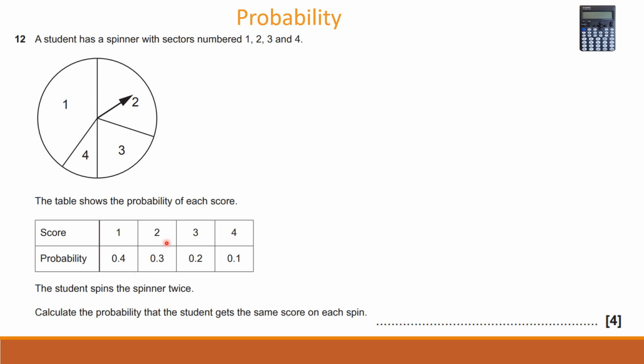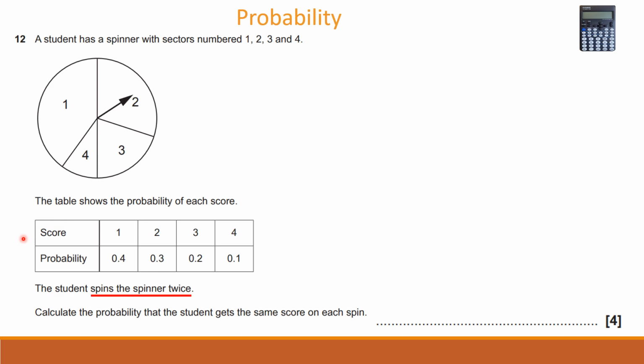The probability of getting a 2 is 0.3. You can see the section for the 2 is slightly smaller than the section for the 1, so the probability is less. The probability of getting a score of a 3 is 0.2, because this is the next largest size. And then the probability of getting a 4 is 0.1, because this is the smallest size section.